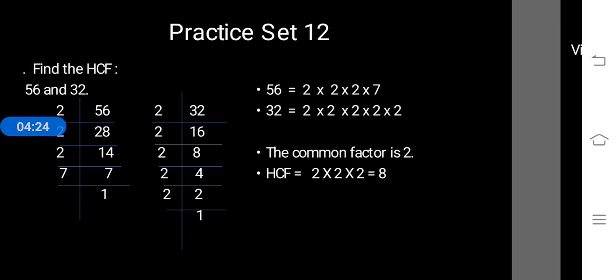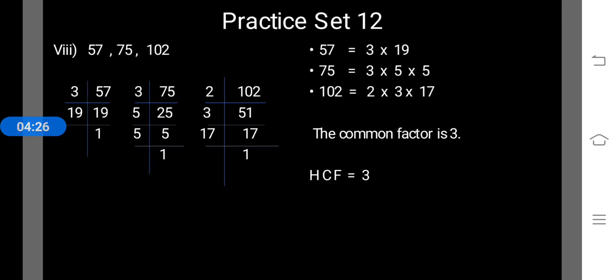The next sum, 57, 75, 102. 57 is factorized as 3 into 19. 75 is factorized as 3 into 5 into 5. 102 is factorized as 2 into 3 into 17. What's the common number in 57, 75 and 102? It's 3. So the common factor is 3 and the HCF is also 3.